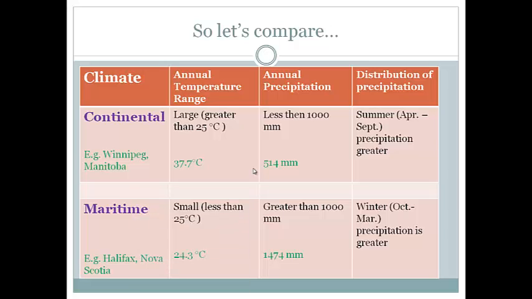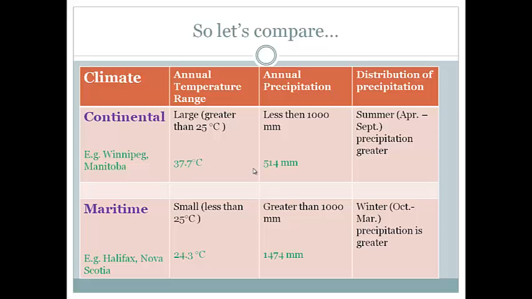So for continental, the temperature range is always going to be greater than 25 degrees Celsius. Temperature range is going to be calculated by taking the highest temperature and minusing the lowest temperature. Remembering that if you are minusing a negative number, it becomes a positive. For maritime, the temperature range will always be less than 25 degrees Celsius. The annual precipitation in continental areas will always be less than 1,000 millimeters of rain or snow, whereas maritime, they typically have a lot more than 1,000 millimeters of rain.